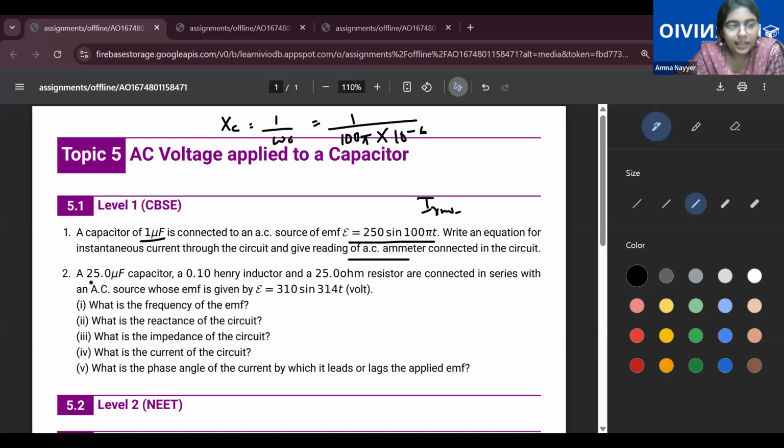This says that capacitance is given, inductance is given, resistance is given. They are connected in series. So C, L, and R, LCR, all the three are connected actually. It says what's the frequency. So 314 is the angular frequency divided by 2 pi. That will be 50. 50 hertz will be the frequency. This has to be calculated using frequency equals omega by 2 pi.